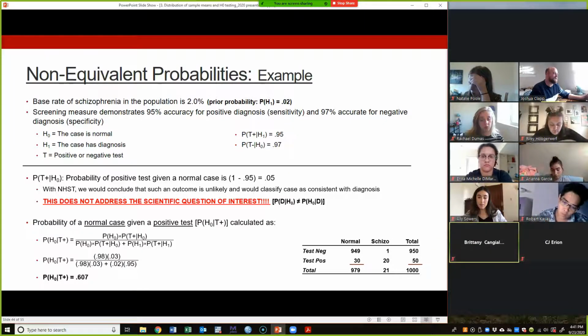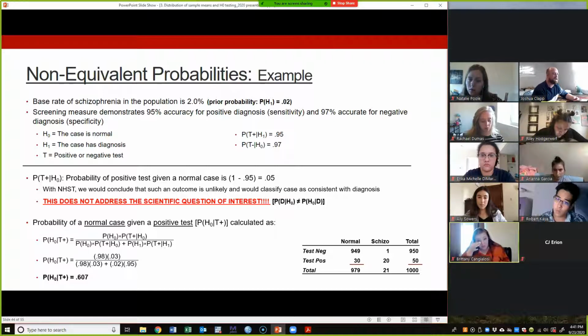And in this case, let's say, Brittany, if I'm going to put together a screener for an active shooter, what's the best way to get a really good test to identify active shooters?